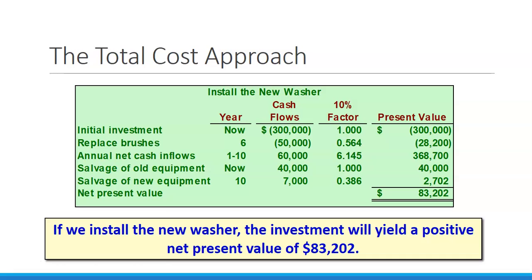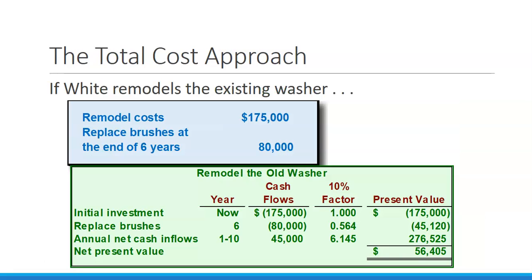Now let's look at the calculations for remodeling the existing washer. It will cost us $175,000 to remodel it, and we're still going to have to replace the brushes at the end of 6 years. We are going to have annual net cash inflows of $45,000 for 10 years. So we get a net present value of $56,405.